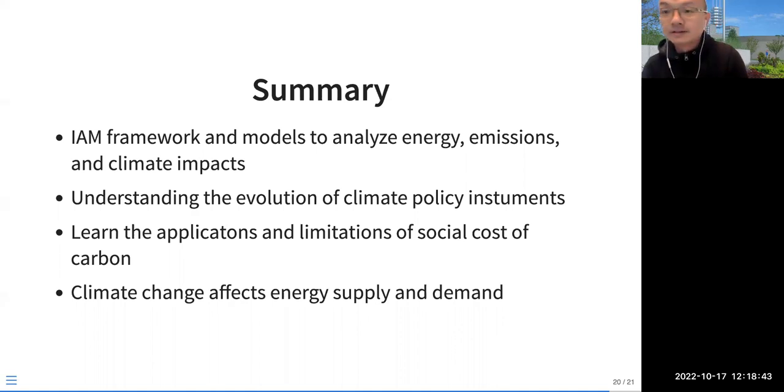Climate change is the outcome or result of our energy system, but at the same time, climate change also impacts the supply and the demand of our energy systems. So it's very important to think of this as an interaction and try to improve the modeling of both systems.